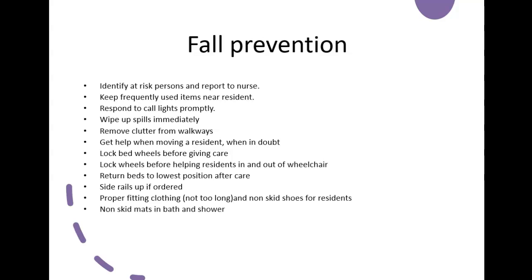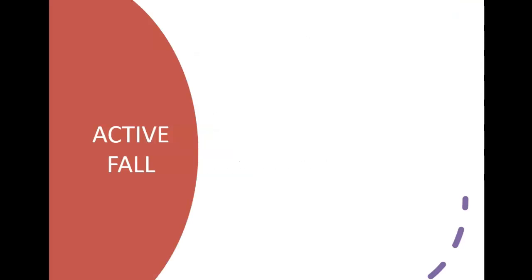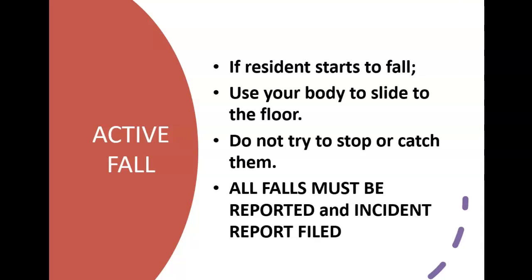Non-skid mats in the bath and shower. No throw rugs. You won't see throw rugs in a nursing home. For elderly people, those are trip hazards. Report loose handrails. Brightly colored tape to mark uneven areas. Frequent trips to the bathroom. Okay, active fall: if your resident starts to fall, use your body to slide them to the floor. Do not try to stop or catch them. All falls must be reported and an incident report filed.